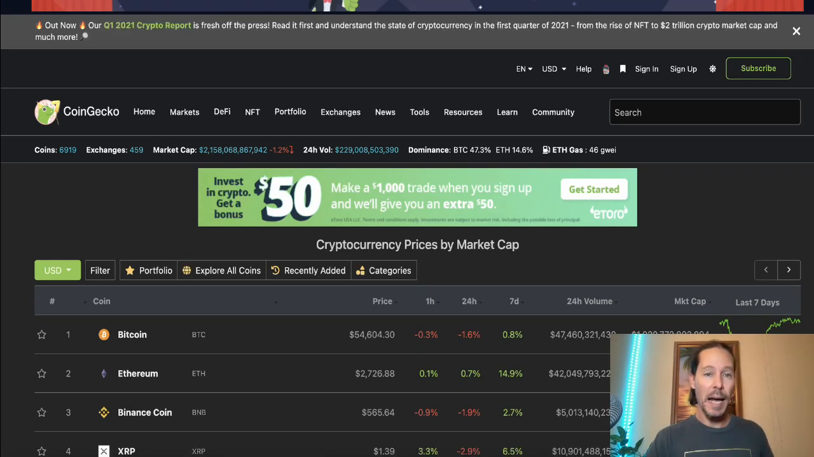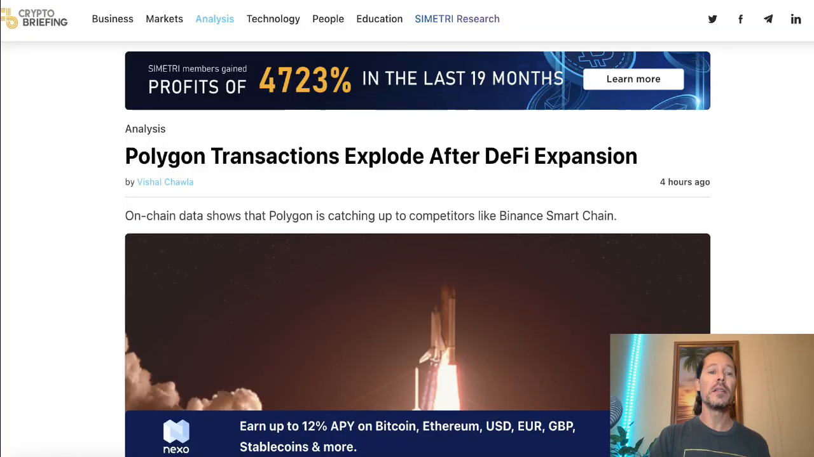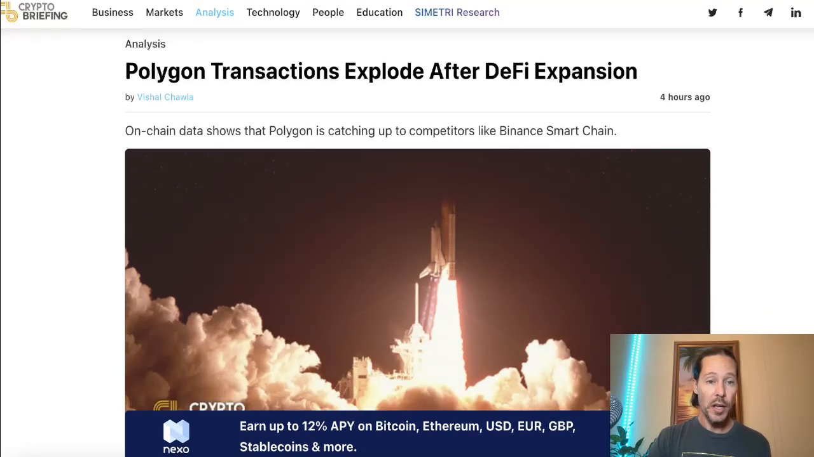So enough about that, but just before we get into the rest of the news, let's take a look at this whole Polygon thing right here, right? Polygon transactions explode after DeFi expansion. So they are expanding in DeFi. They're getting deep into the Layer 2 solution with Ethereum. On-chain data shows that Polygon is catching up with competitors like Binance Smart Chain. Okay, Binance Smart Chain is a top dog.